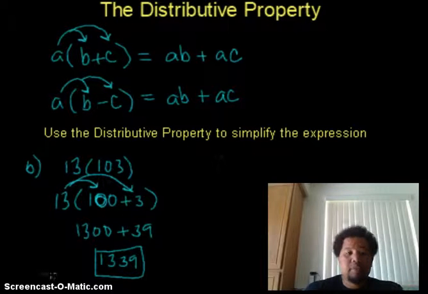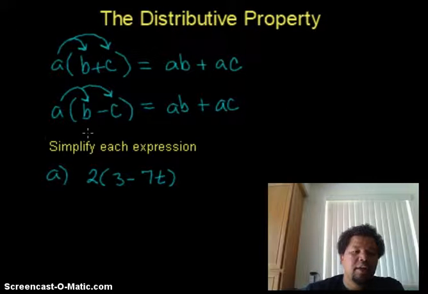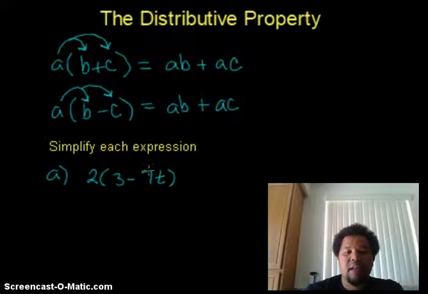You know, your choice. Okay, so now here's another situation where we can use the distributive property, and that's when we're just simplifying expressions. So in this first expression, we have 2 times the quantity 3 minus 7t, or 3 minus 7 times t. So the distributive property tells us to take the number and multiply it to each of the terms inside. So I'm going to multiply the 2 times the 3, which gives me 6, and also multiply the 2 times the 7t. 2 times 7t is 14t.